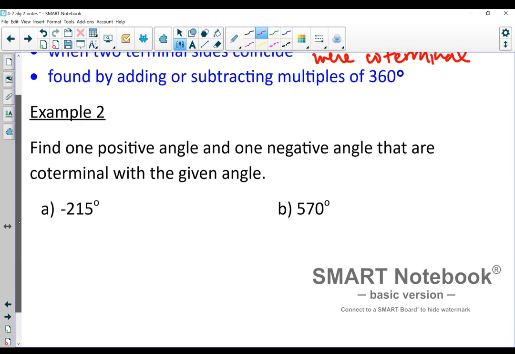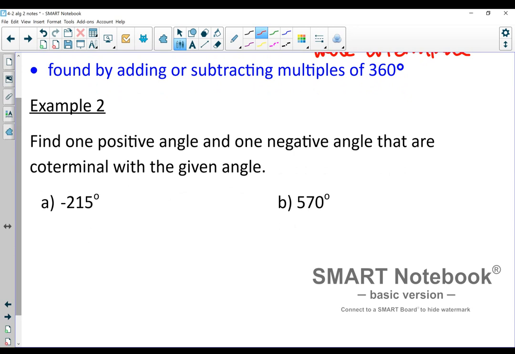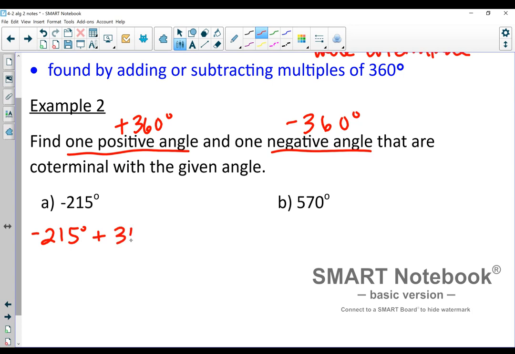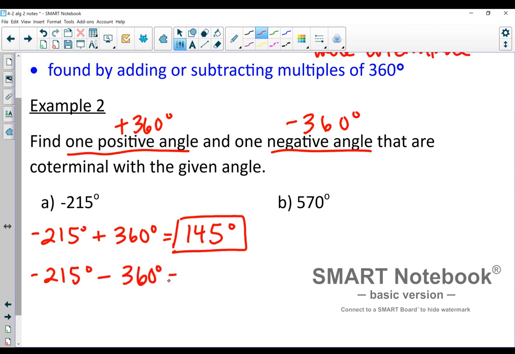So for example, we want to find one positive angle and one negative angle that are coterminal. To get a positive angle, normally we're going to be adding multiples of 360. To find a negative angle, normally we're going to be subtracting multiples of 360. So if I have negative 215 and I want to find a positive angle, I'm going to add a full revolution, which is 360, and then I get 145. So 145 degrees is my one positive angle. And if I want a negative angle, I am going to subtract 360 degrees, which is negative 575 degrees.